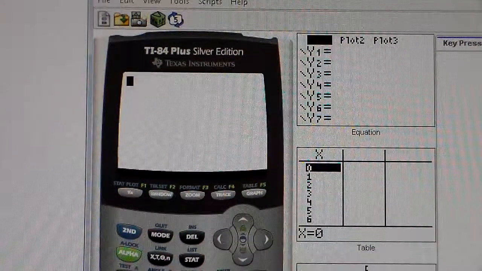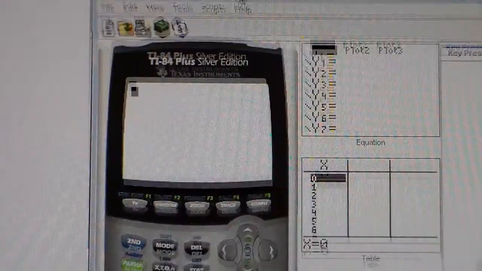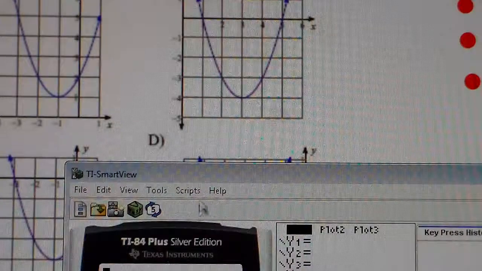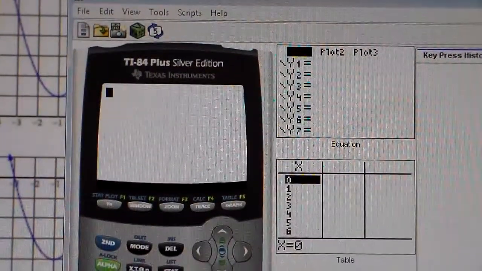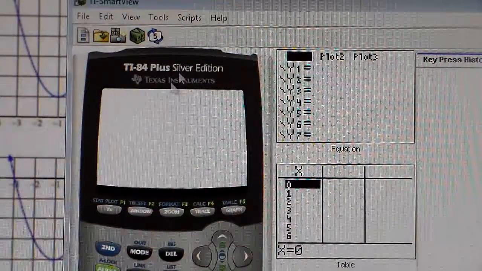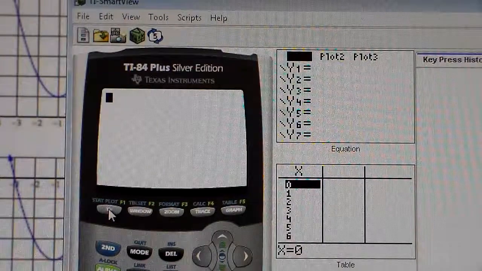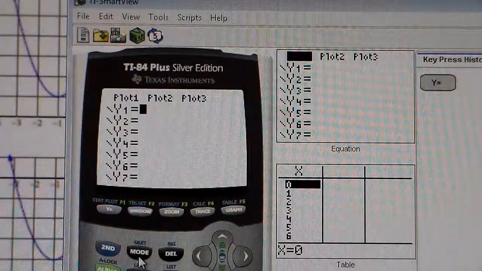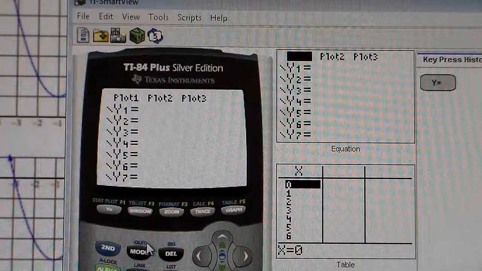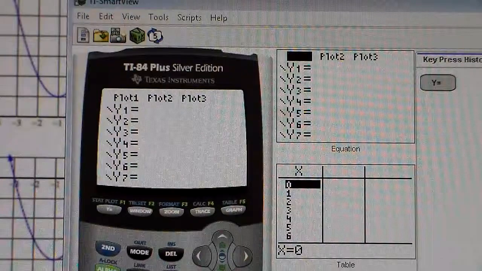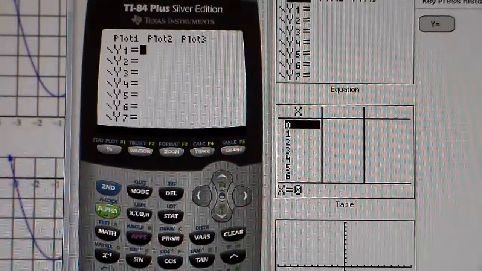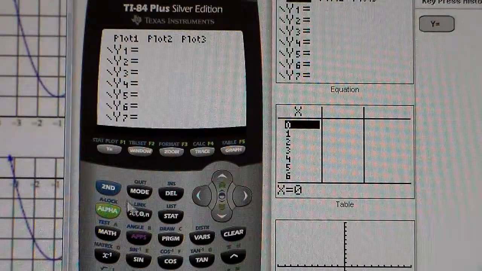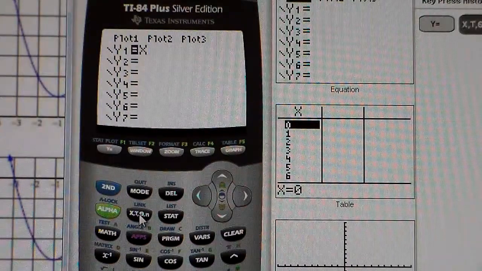We're going to get this screen right here. We're going to type in the equation. We're going to hit our y equals button, just like we've been practicing in class. So we hit our y equals button, and we're going to type in our equation of x squared plus 2x plus 2. Now where all the buttons are located, our x button is located diagonal from the second button. So we're going to hit x.